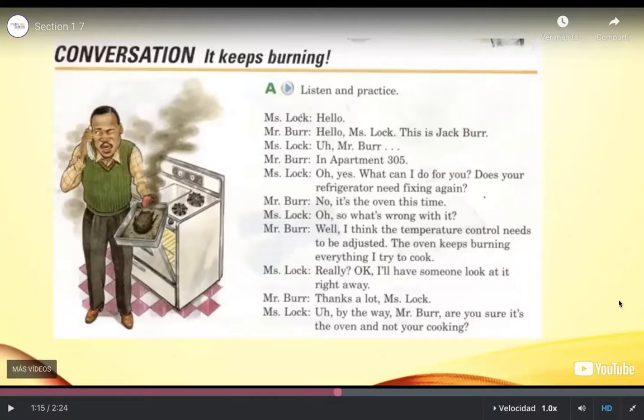What is burning? What is burning is in the picture. In the picture, you see that the food is almost black. This is burning. What is oven? Oven is where you cook the lasagna. You cook the lasagna in the oven.